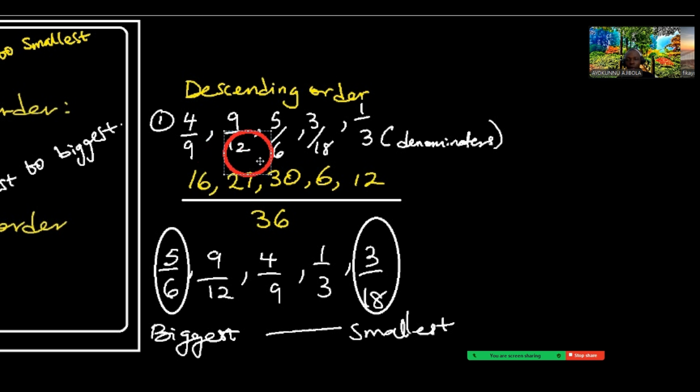Then what's the next one? After 9, what's the next one? The next one is 12. So how many 12 in 36? 12 times what will give me 36? That is 12 times 3. So how many 12 in 36? That's 3. What is 3 times 9? It gives us what?